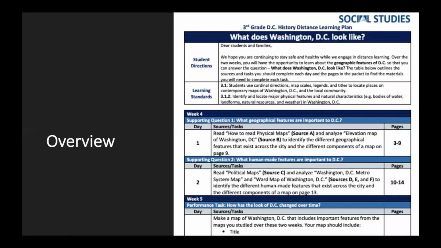At the end of the next 2 weeks, you're going to respond to this compelling question by designing your own map of DC. Your map is going to include some of the items that you learn about in this unit, like DC's geographic features, physical features, and some of the landmarks that are important to you.